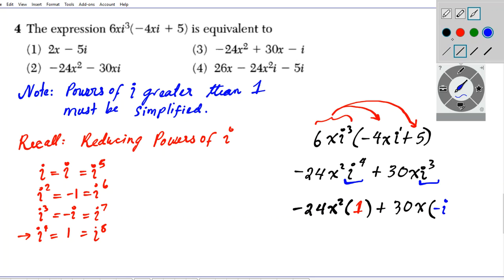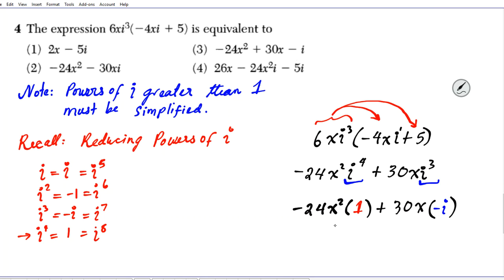And close it. Now we can simplify further, okay? So if we multiply this out, this becomes negative 24x squared. This minus times plus. Whenever you multiply signs that are different, remember it's always going to be a minus. Minus 30xi. The final answer for question number 4 is option number 2.